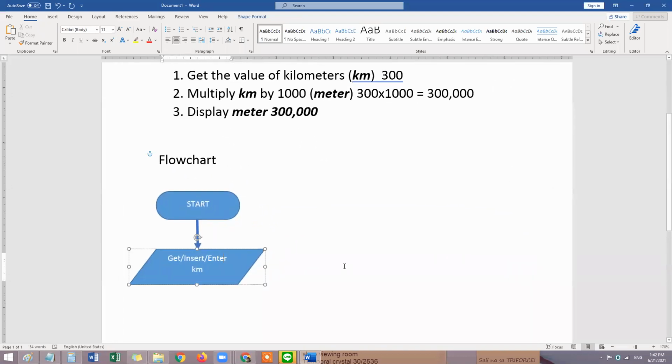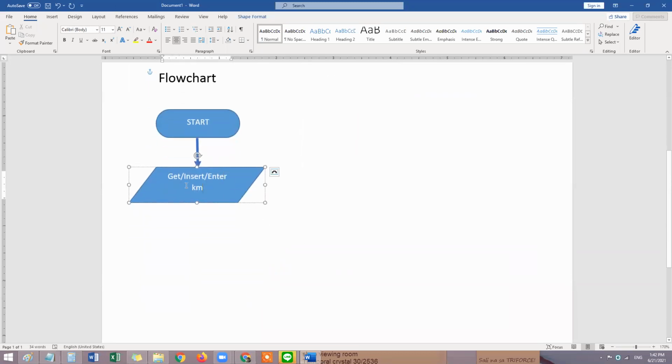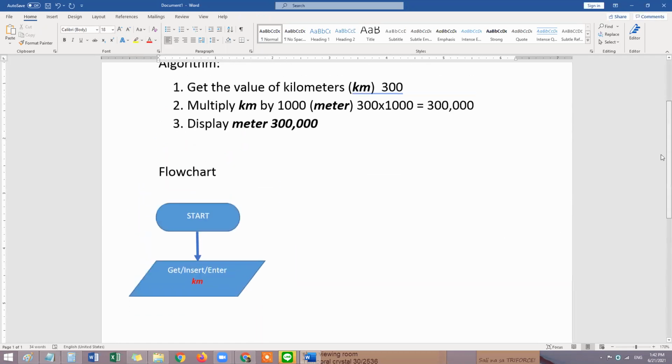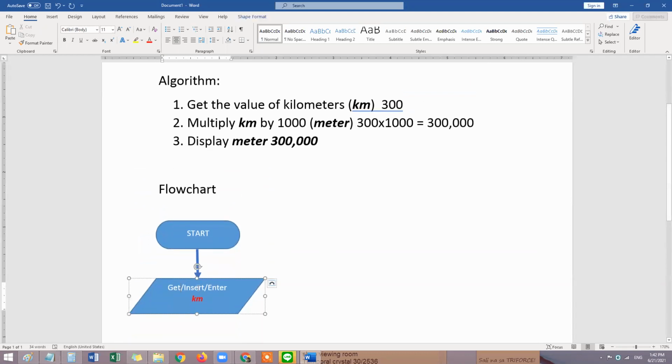Let me make it big. Okay, enter km. This is the variable name. Let me make it red. Okay, so start, get, insert, enter km. You can only use one word there.